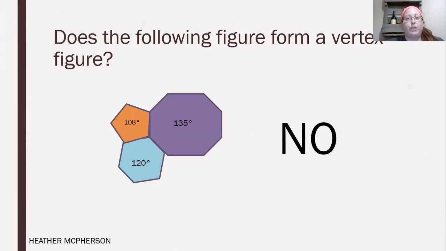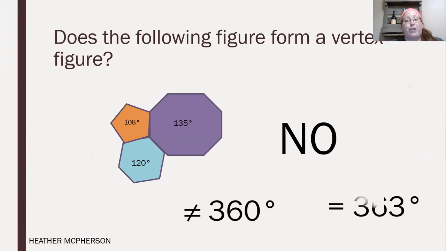So now what you'll do to get the total of the figure, you're going to add those up. Well, in order for it to be a vertex figure, it has to equal 360 degrees. So this does not equal 360 degrees. It actually equals 363 degrees. So that's what makes it not a vertex figure. So just remember, when you want to figure out if a figure forms a vertex figure, it has to be a total surface area of 360 degrees.